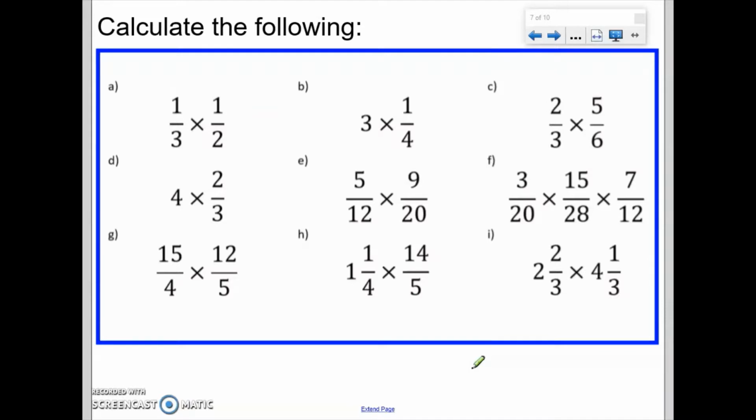So if we could try and have a go at all 9 questions, if you could pause the video at this point, show me your full working out, and have a go at the questions A all the way to I. Could you pause the video now, please?